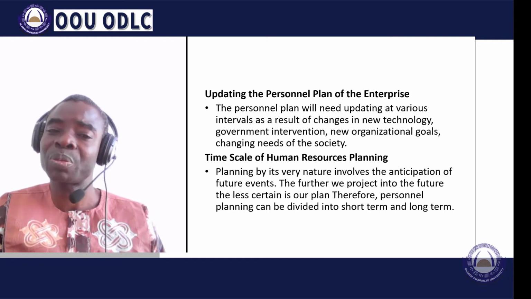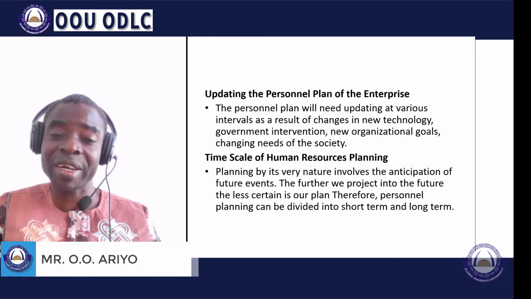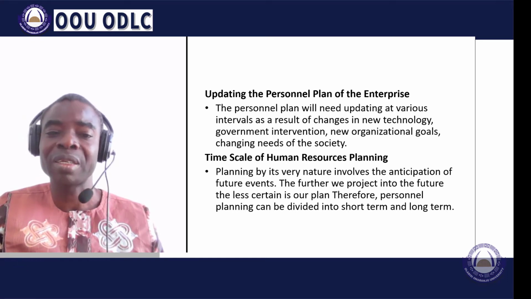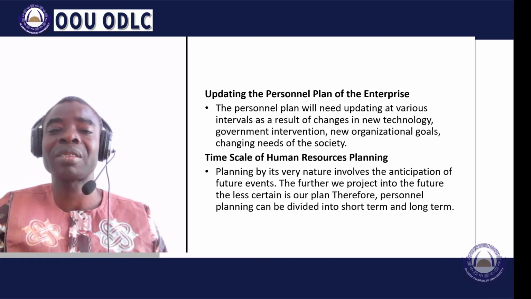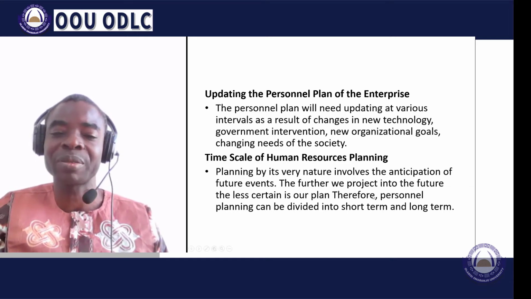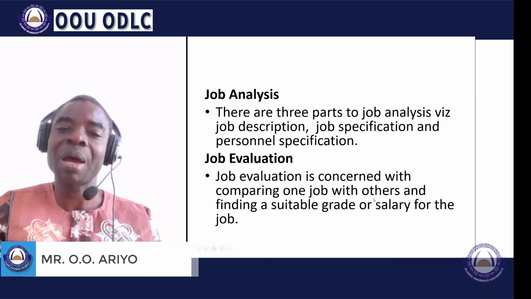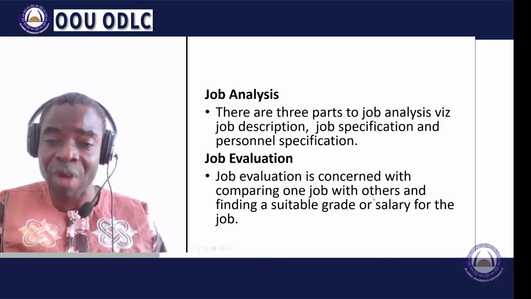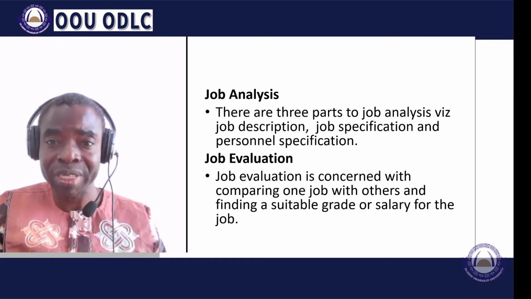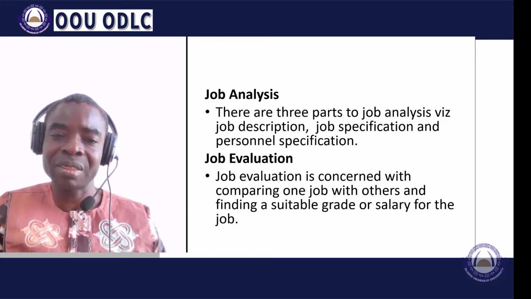When we talk about human resource planning, which is also manpower planning, there is a time scale normally attached to the exercise, because planning by its very nature involves the anticipation of future events. And the further into the future we project, the less certain our plan is. So we can divide personnel planning, or manpower planning, or human resource planning, into short-term and long-term plans. Some authors also include medium-term plans to denote the period beyond the immediate future, but not too far into the future. As we move from short-term to medium-term to long-term, the complexity involved in planning increases.